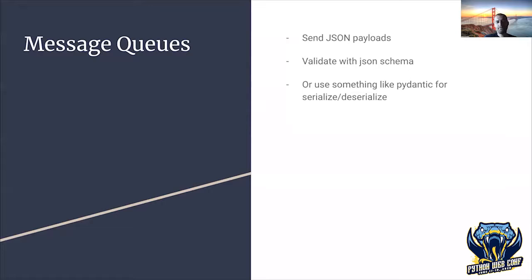If you're sending data into message queues, it makes sense to also validate all those messages against the JSON schema. So anything with RabbitMQ or Kafka or whatever. And so you can just validate with JSON schema directly, or you could use something like pydantic to serialize and deserialize as well.